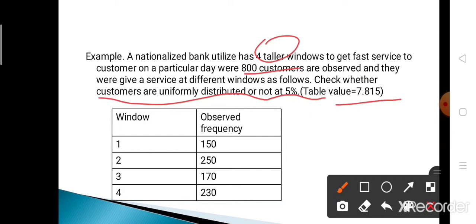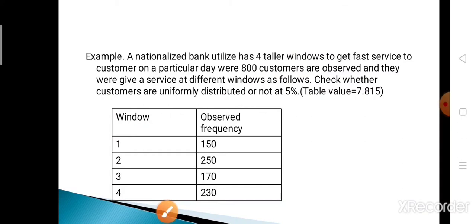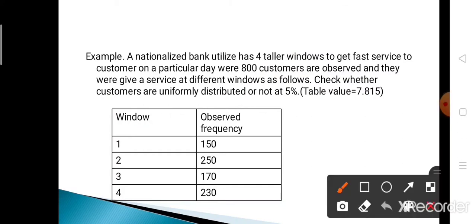So the first step is the formulation of H0 and H1. Now the second is the level of significance. The level of significance we are given is 5%. Now the third step is the test statistic and its calculation. So first we calculate the chi-square, that is the test statistic. So here we are given the observed frequencies, the customers.